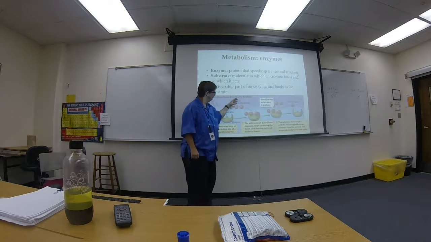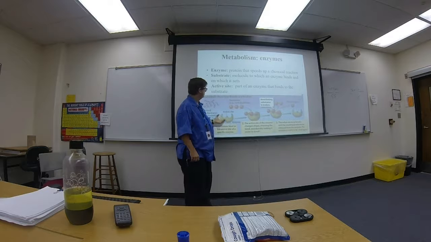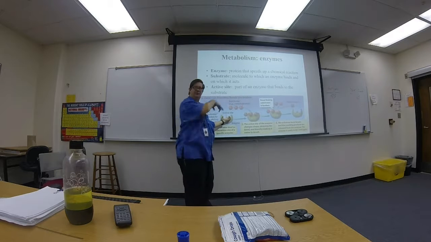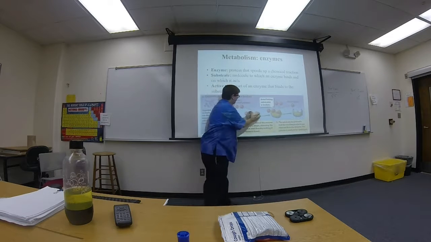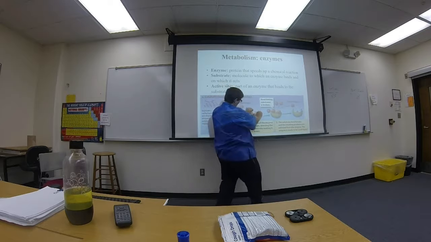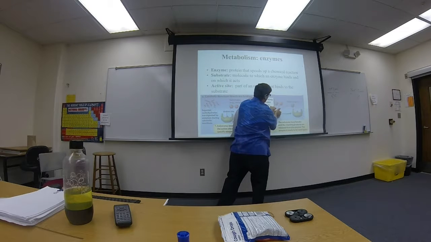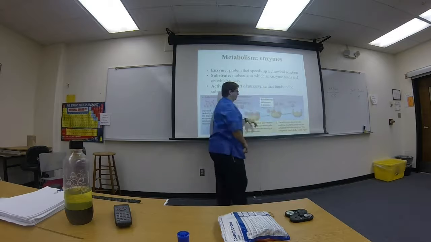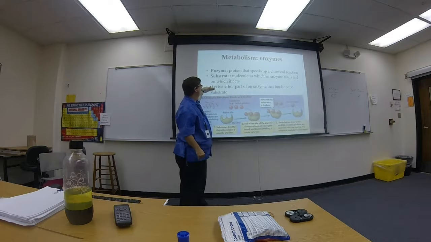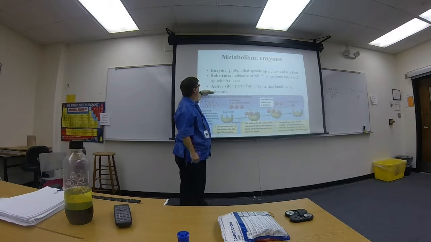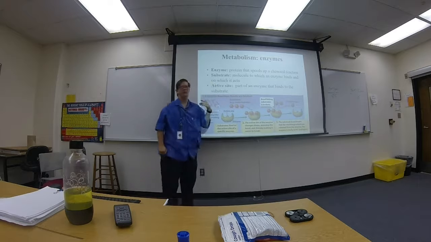So here's the substrate, and it settles down on the enzyme. The active site of the enzyme, that's the spot that does the work, it grabs onto the substrate. In this case, it stresses that carbohydrate until it breaks the bond, and then you have the sugar go free. So you need to know that an active site is the part that binds to the substrate. You need to know that the substrate is the molecule that the enzyme is working on. You need to know that the enzyme is a protein that speeds up a chemical reaction.